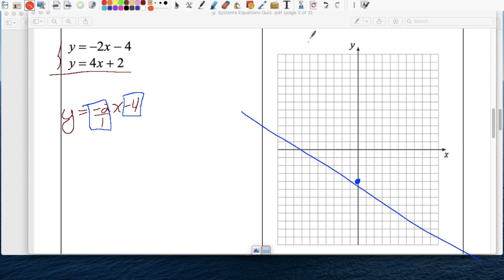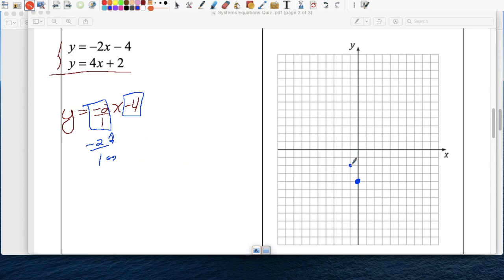Okay, so we need to find some points. You know the slope is negative 2 over 1. The top one is the change in y, the second one is the change in x. So I put arrows like this to remind me: the movement up and down is going to be 2, and the left and right is going to be 1. So if I go 2 up, I'm going to go 1 left. Remember, up and down is 2, left and right is 1.